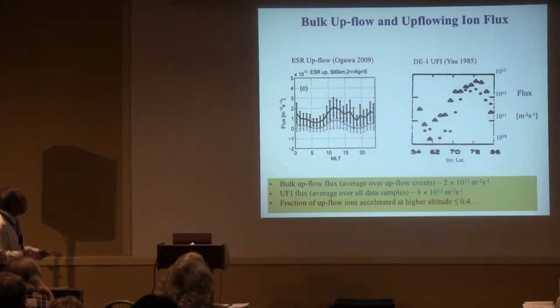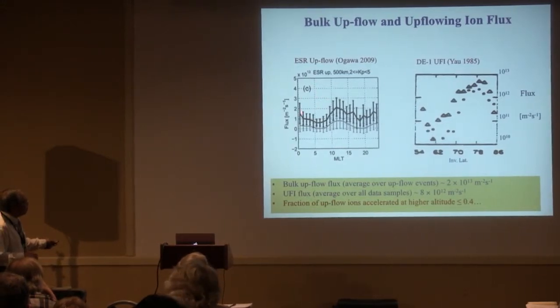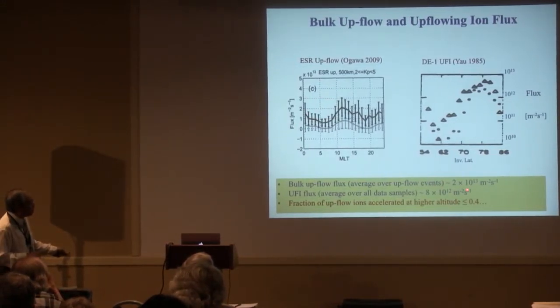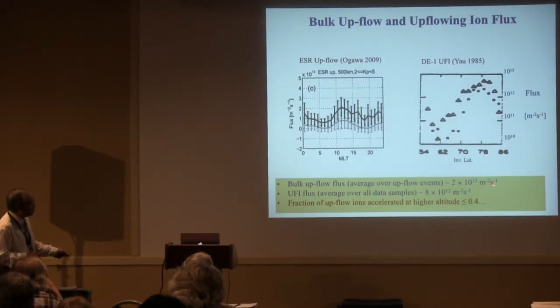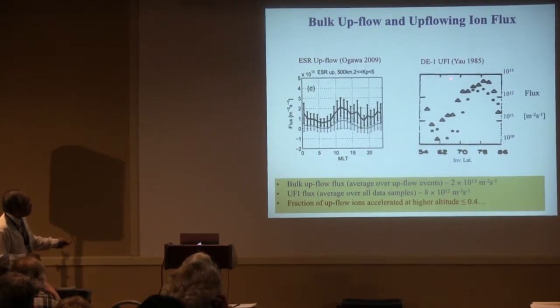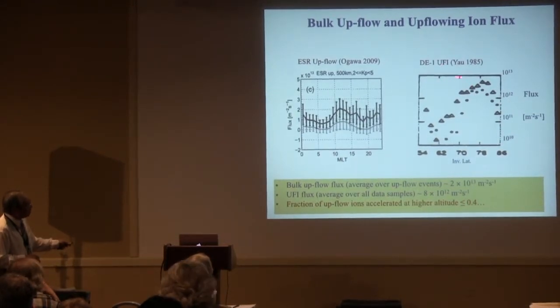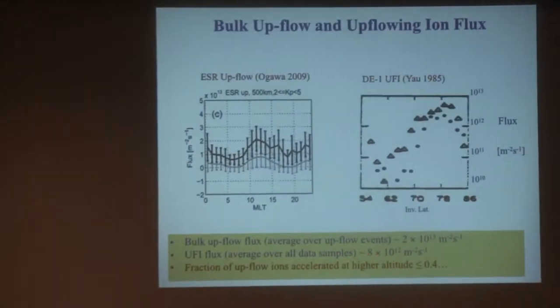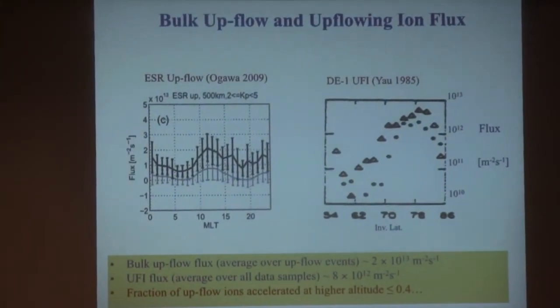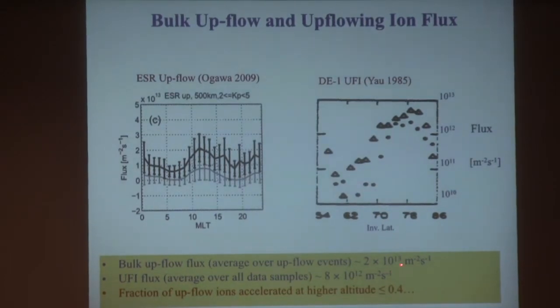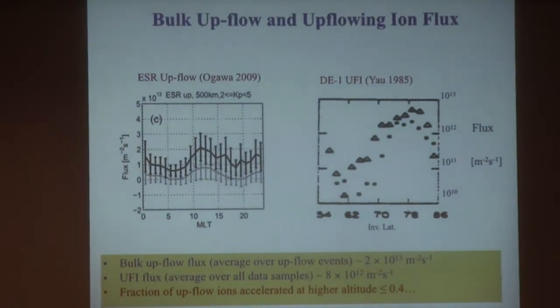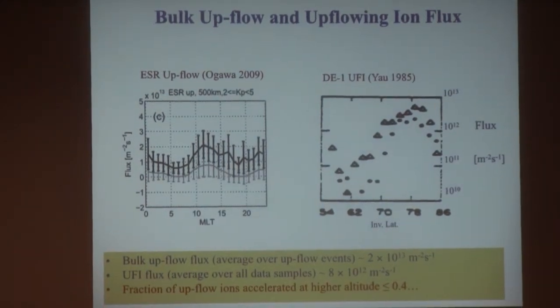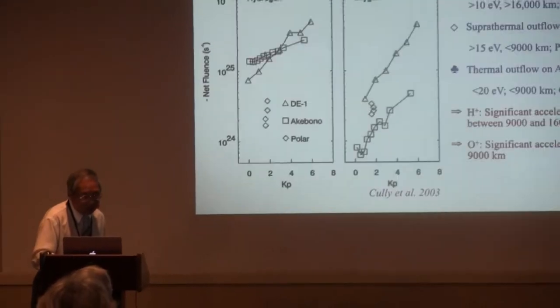This shows that on the one hand, the upflow flux is on the order of 2 times 10 to the 13 per square meter per second. In comparison, the energetic superthermal oxygen flux at DE1 altitude is about 8 times 10 to the 12. So in other words, the average of the energetic component is less than 40% of the thermal component. That tells us something about the relative relationship between the two components.